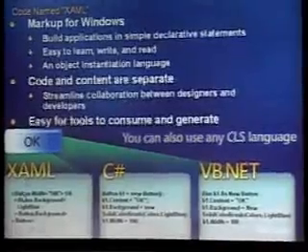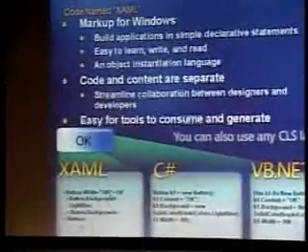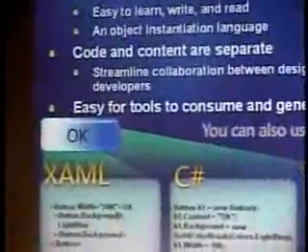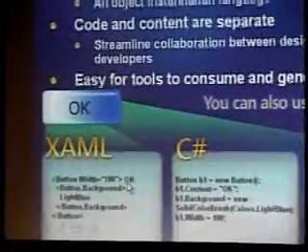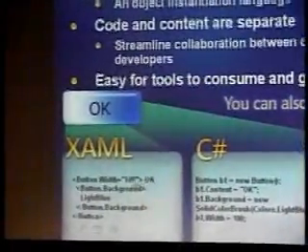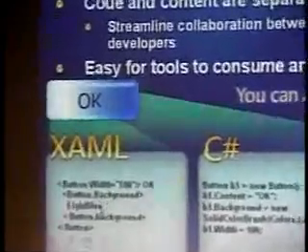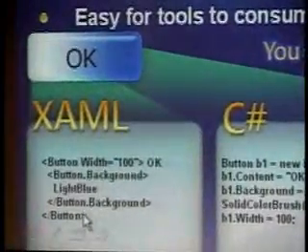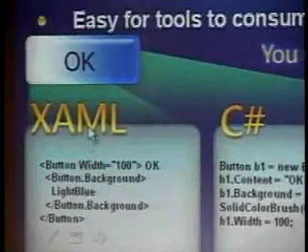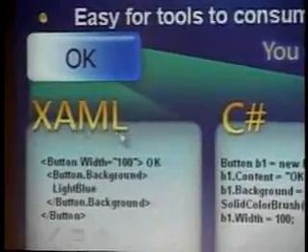So this chunk of Saml: button width equals 100, so we've got a 100 unit button with the content OK and a background color of light blue. This is all valid XML syntax that conforms to Saml.